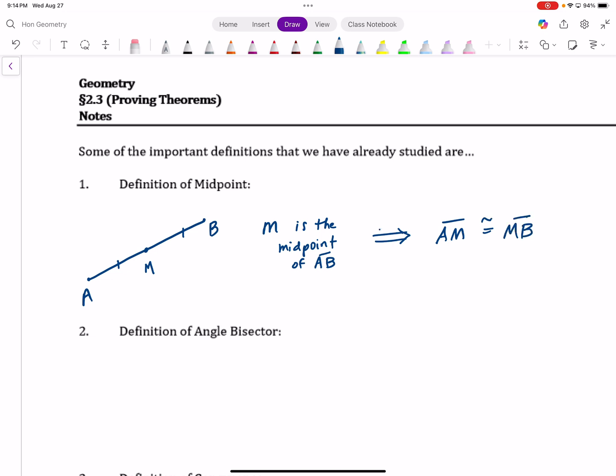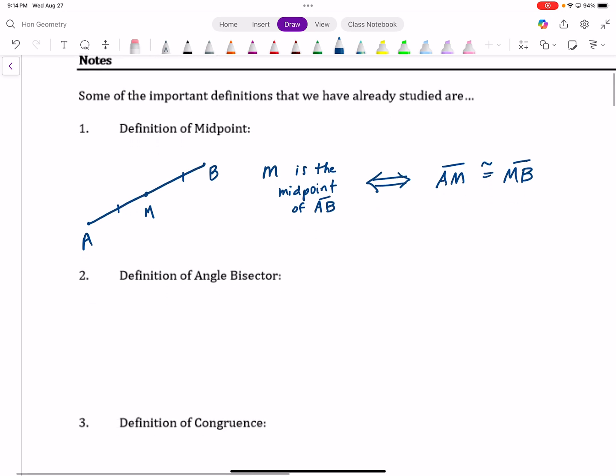All right, but remember, definitions are always biconditionals. They have to work either way. So if I told you M's the midpoint, you know those two segments are congruent. If you knew those two segments are congruent and the points are all on the same line, then you know that one point's the midpoint. Okay? All right, so definition of an angle bisector.